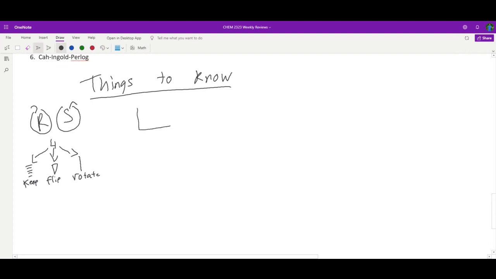Remember your periodic table trend, which is BEN: basicity, electronegativity, and acidity. Don't worry about the N until Thursday. And then there's another acronym called ARIO.